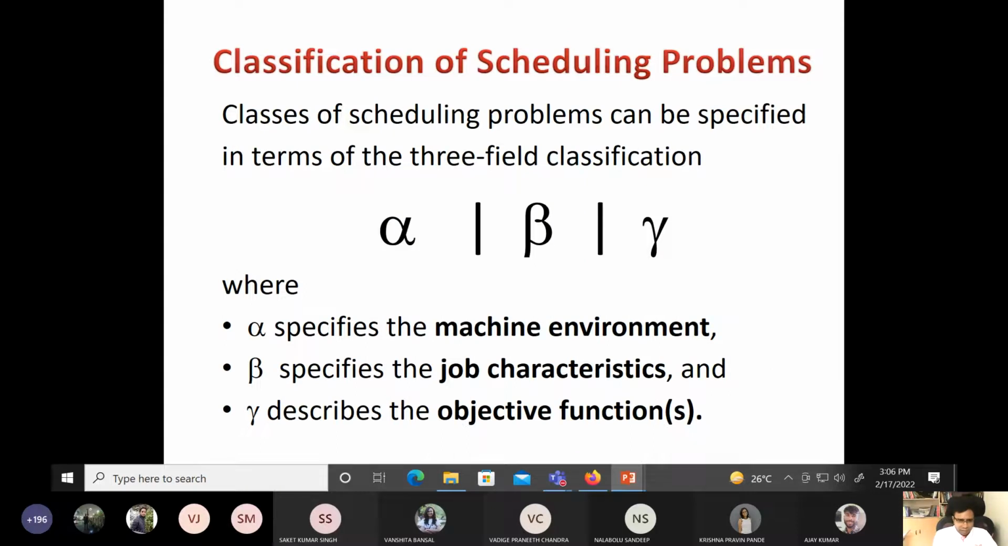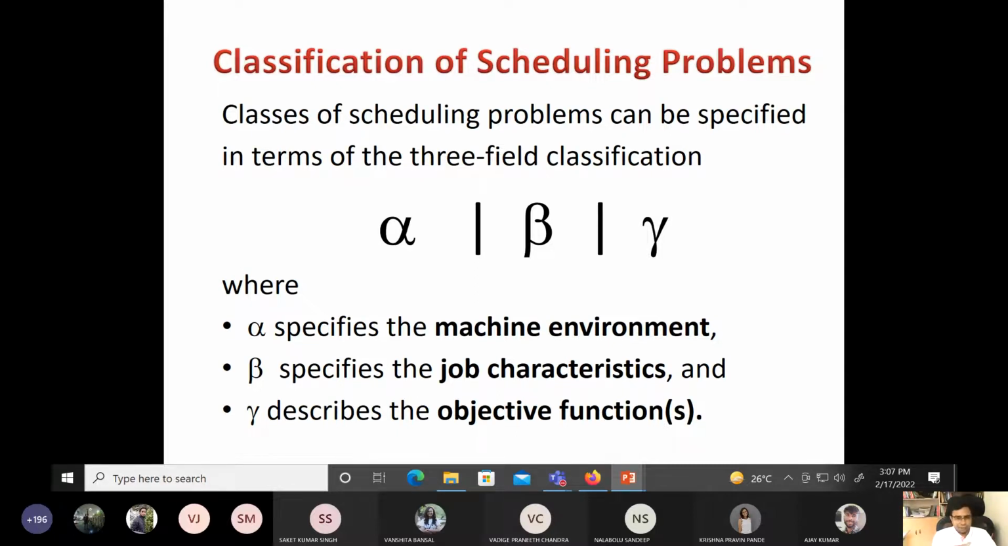And this thing we also discussed in the last class yesterday: classification of scheduling problems. Alpha, beta, gamma notation: you can categorize most scheduling problems based on these three parameters. Alpha specifies the machine environment, beta specifies the job characteristics, and gamma specifies the objective function, what you want to optimize.